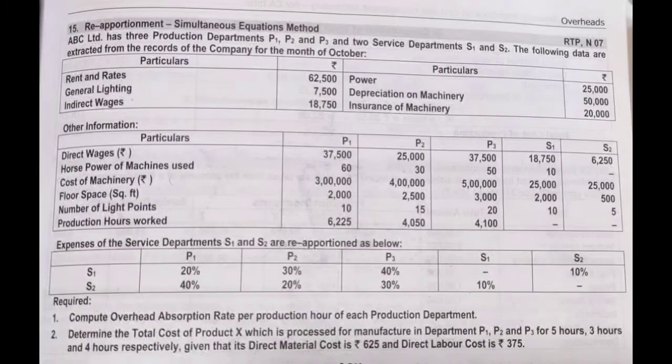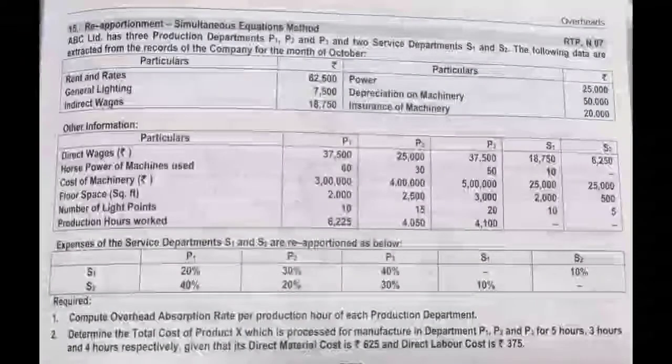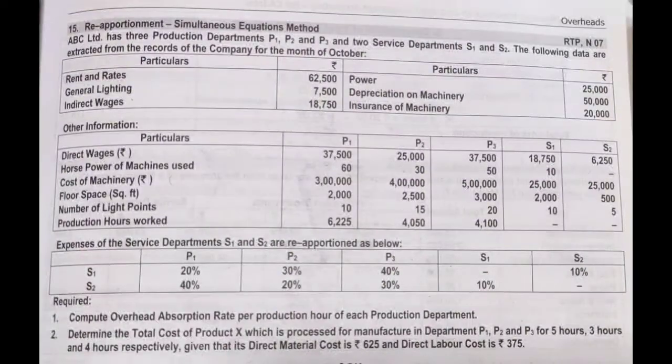The cost of machinery is also given. So the insurance of machinery and the depreciation of machinery are to be proportionately distributed in this ratio. And then the floor ratio. Rent and rates we have to distribute in this ratio: 2000 is to 2500 is to 3000 is to 2000 is to 500. The number of light points is given. So the general lighting of rupees 7500 is to be distributed in this ratio.